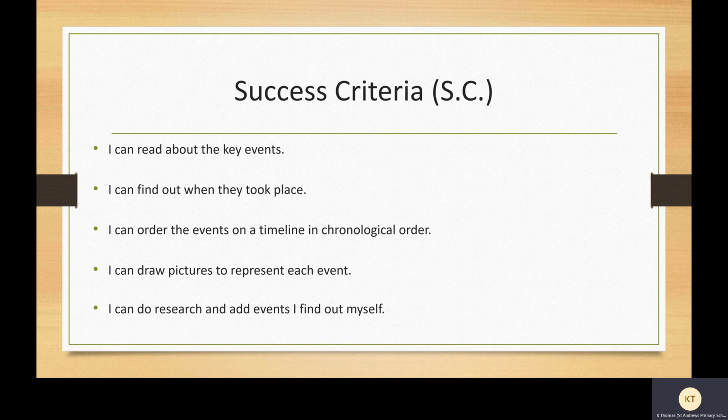I can read about the key events. I can find out when they took place. I can order the events on a timeline in chronological order. I can draw pictures to represent each event. And I can do research and add events I find out myself. Remember, you can refer back to the success criteria and check or self-assess your work if you've met each point.